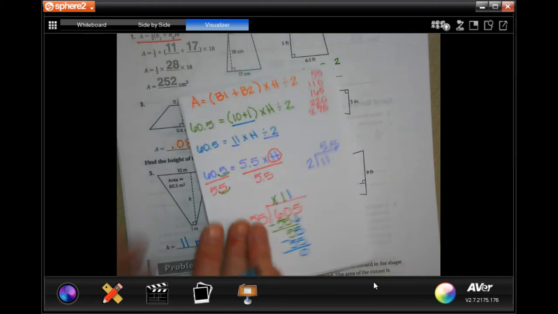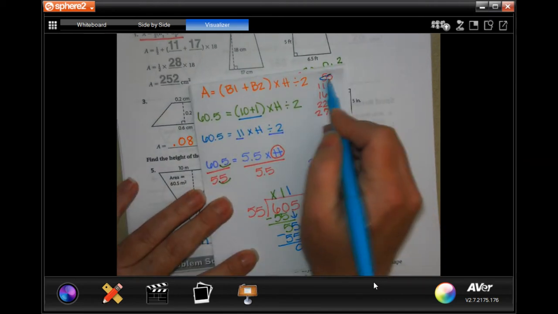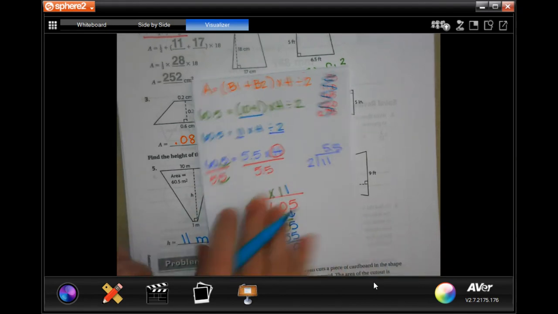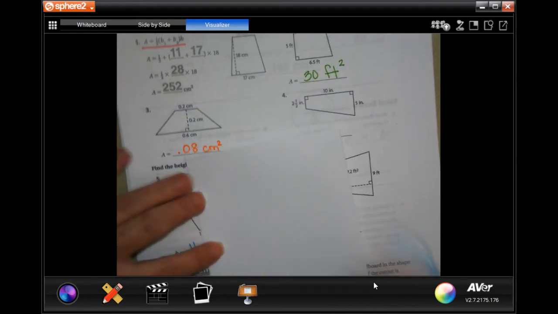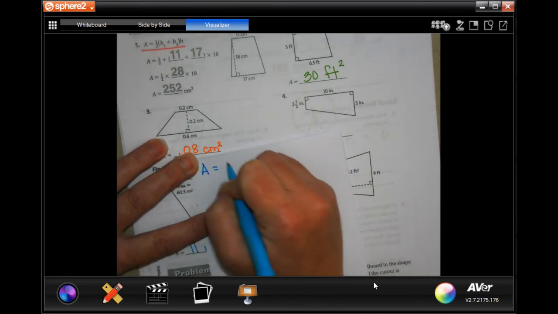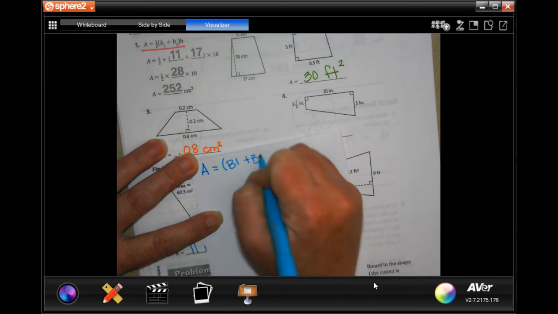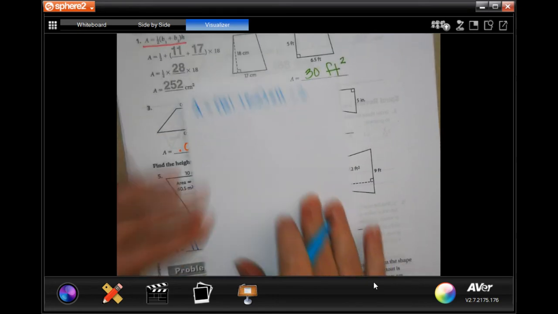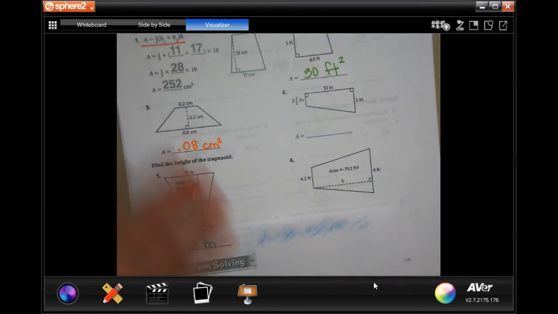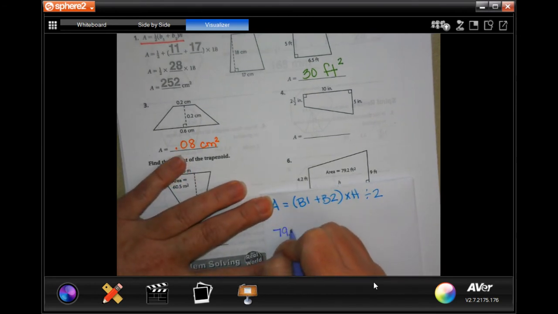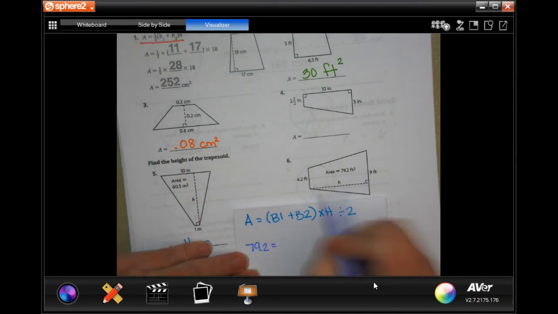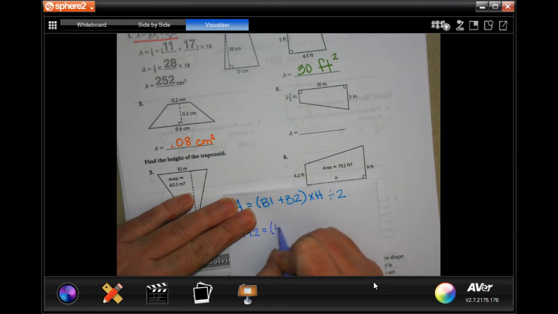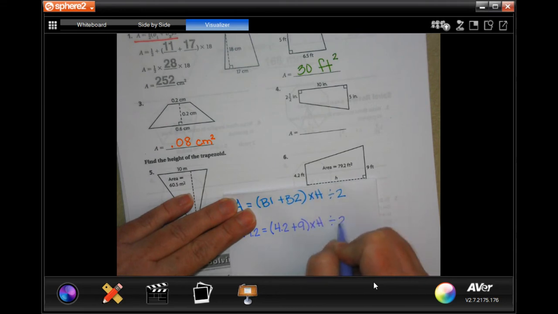Okay, by the way, pause that. Make sure you write down your work. You don't have to write down your multiples, but you should write down the rest of that. Okay, so again, area equals base 1 plus base 2 times the height divided by 2. It is giving us the area as 79.2. Base 1, see this is on its side, so we're just going to use this as base 1 and base 2. So 4.2 plus 9 times the height and divide by 2.